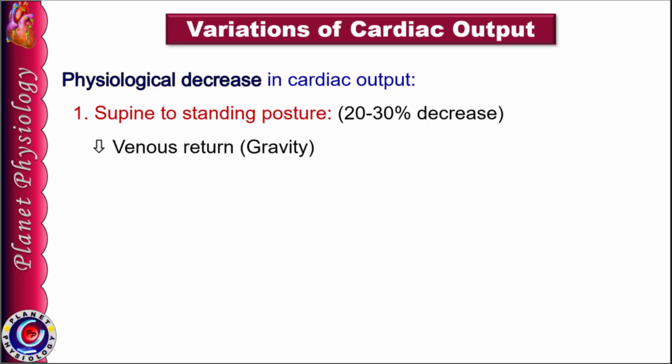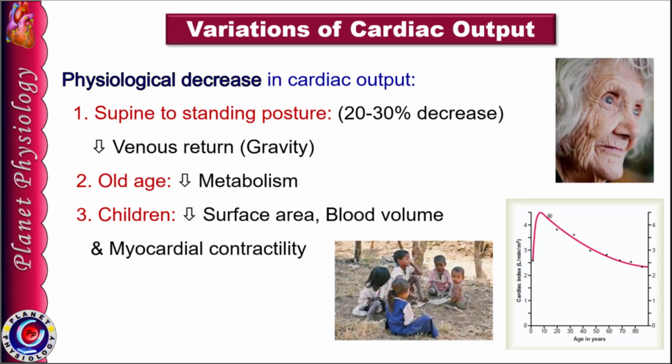In old age, due to decreased metabolism, cardiac output is low. Children have lesser cardiac output despite of their higher metabolic demands. This is due to lower surface area and lesser blood volume. Their myocardial contractility is also low. So this graph represents relationship between age and the cardiac output. You can see in children cardiac output is low. It increases to its maximum in adult life and then gradually it decreases.